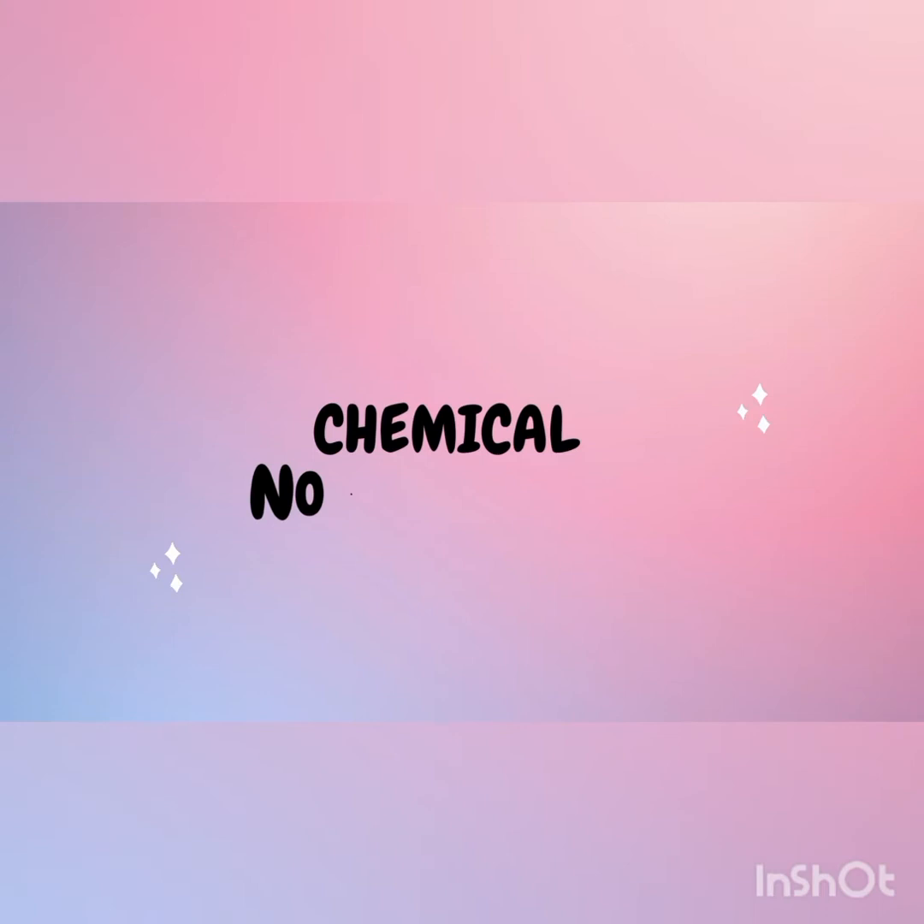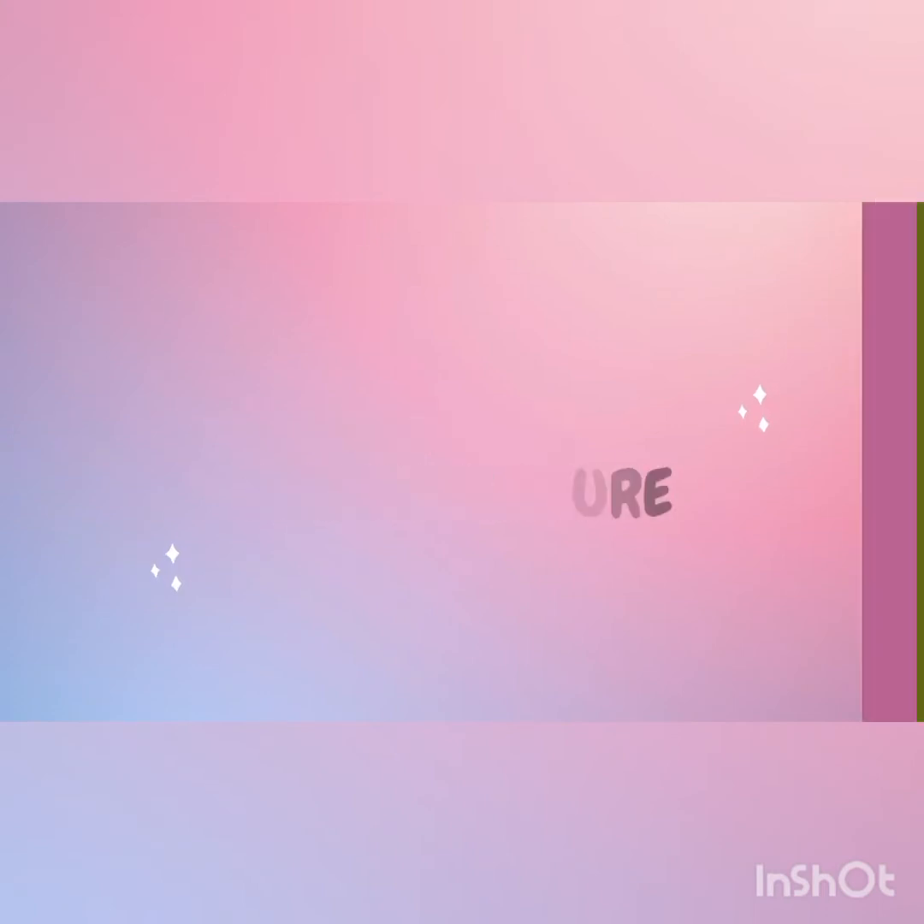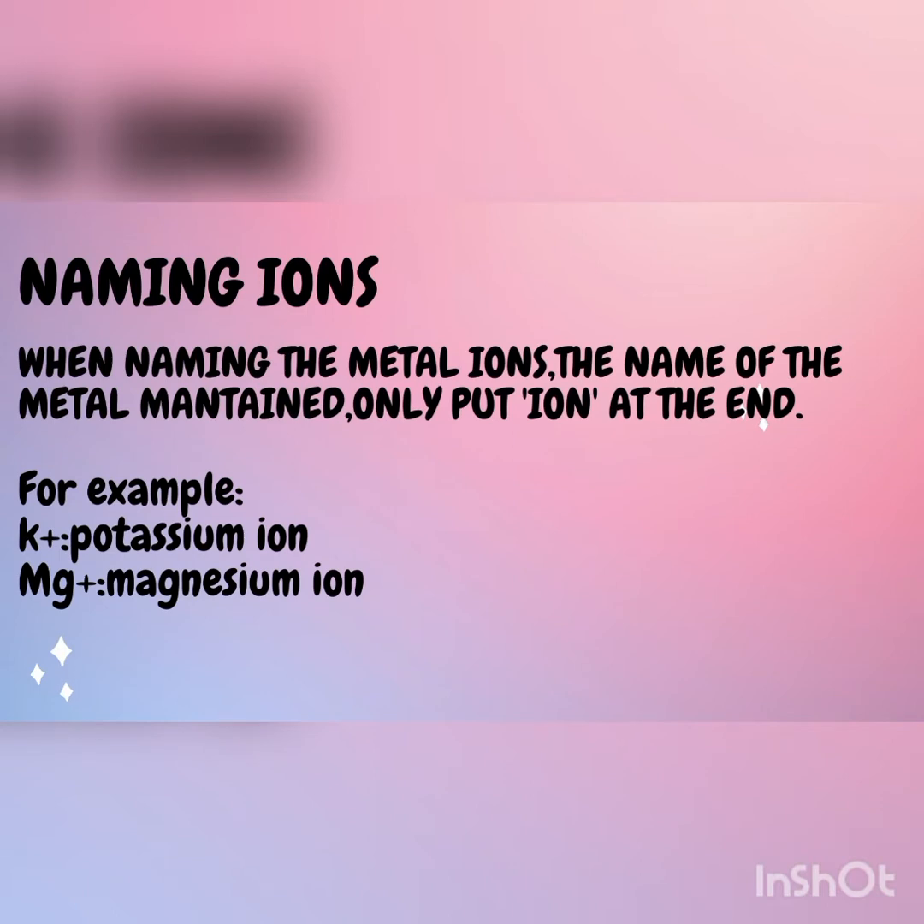I will explain about chemical nomenclature from Chapter 1.3. When naming the metal ion, the name of the metal is maintained, only put ion at the end. For example, potassium or K+ will be a potassium ion. Magnesium or Mg+ will be magnesium ion.